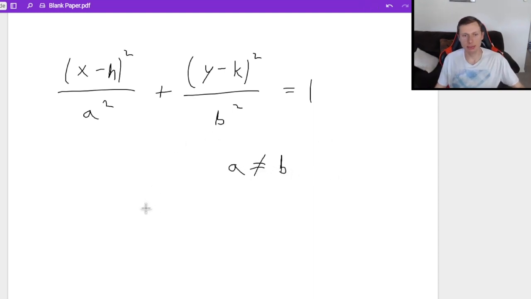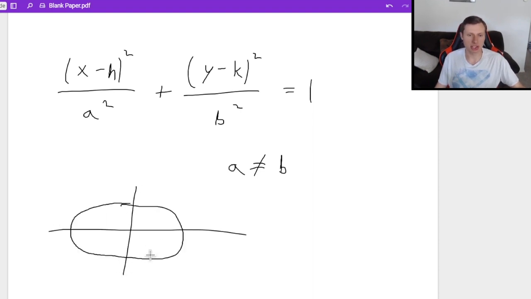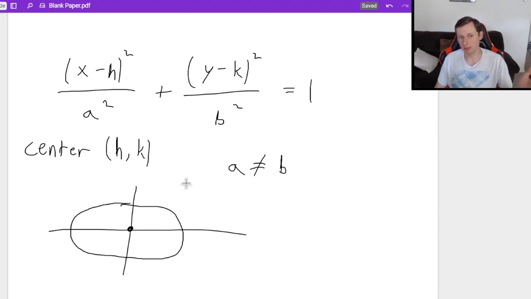And so now ellipses are generally going to look something like this. Again, they're basically like an oval in shape. The center is always going to be at h comma k, exactly like the circle. Ellipses do not have a radius though. There's no such thing as a radius for an ellipse. Instead, what we're going to focus on is the focus. And what the heck does that mean?